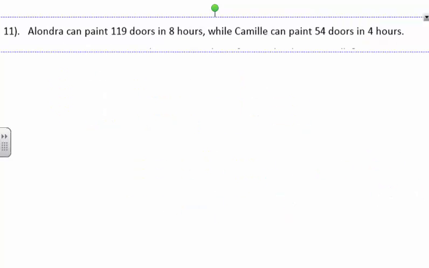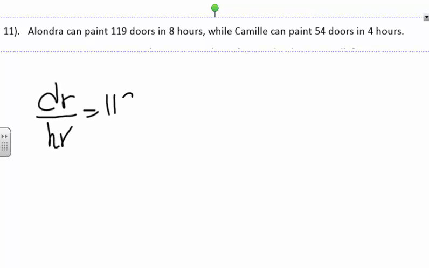Number 11. Number 11 says Alondra can paint 119 doors in 8 hours, while Camille can paint 54 doors in 4 hours. Who paints the most doors, or who paints the fastest? So what we're going to do is compare the doors to the hour for both.